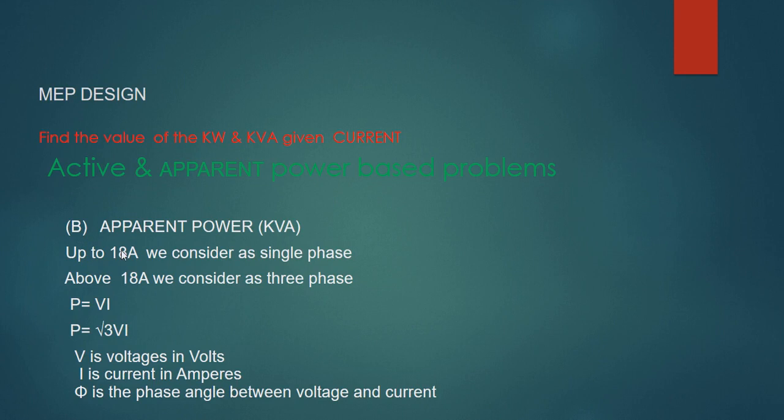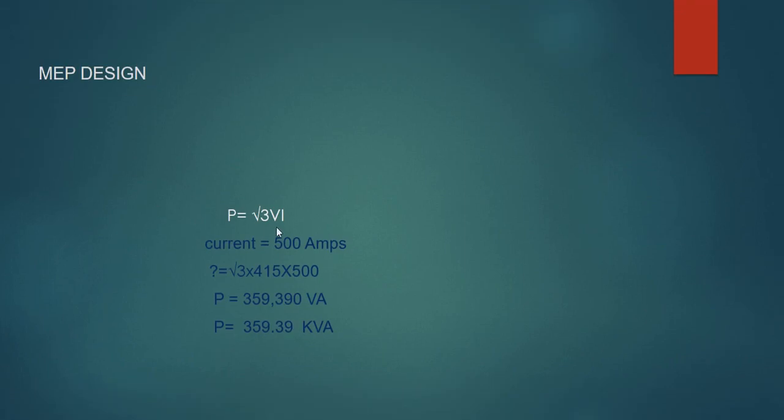Now, how much is the apparent power? Above 18 amperes, I equals 500 amperes, so we consider P equals root 3 into VI. Substitute all the values in this formula. How much power will we get? P equals 359.39 kVA.